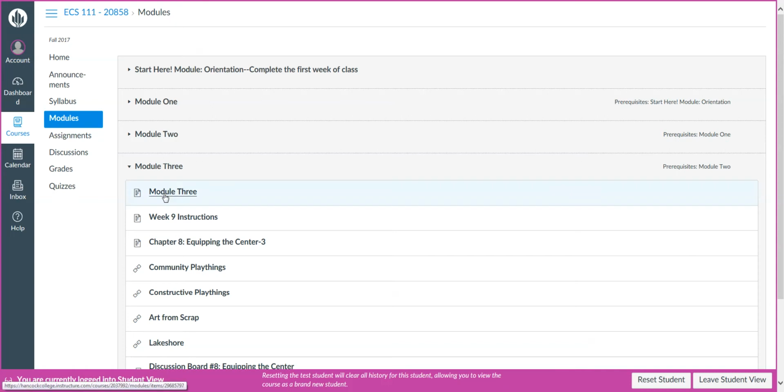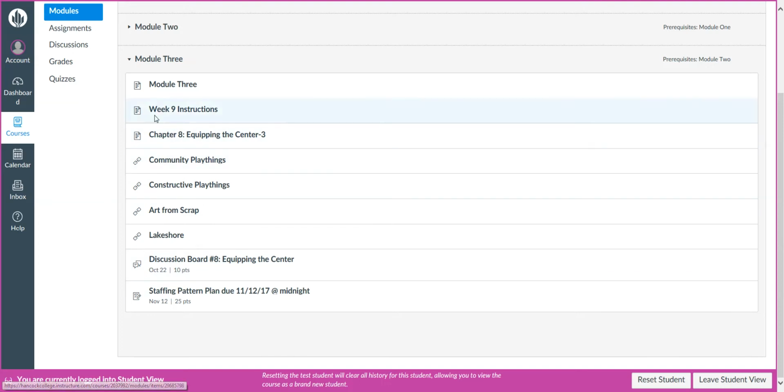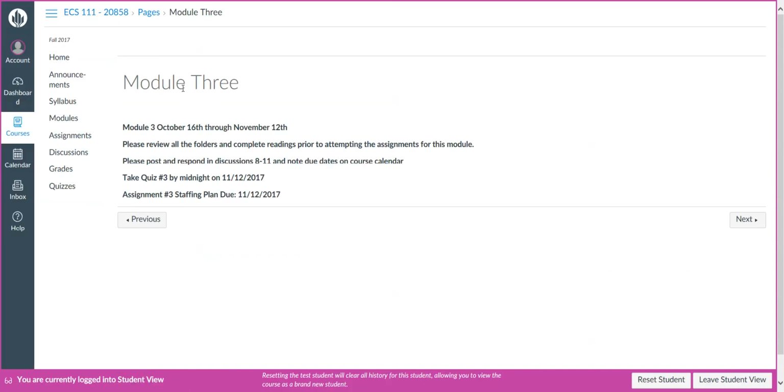Module 3 has chapters 8, 9, 10, 11, and 12 in it, I believe. We're going to see if I'm right in just a second. What I'm going to do is go through just this week 9 instructions with a little bit of an overview of Module 3. Module 3 runs from October 16th through November 12th.